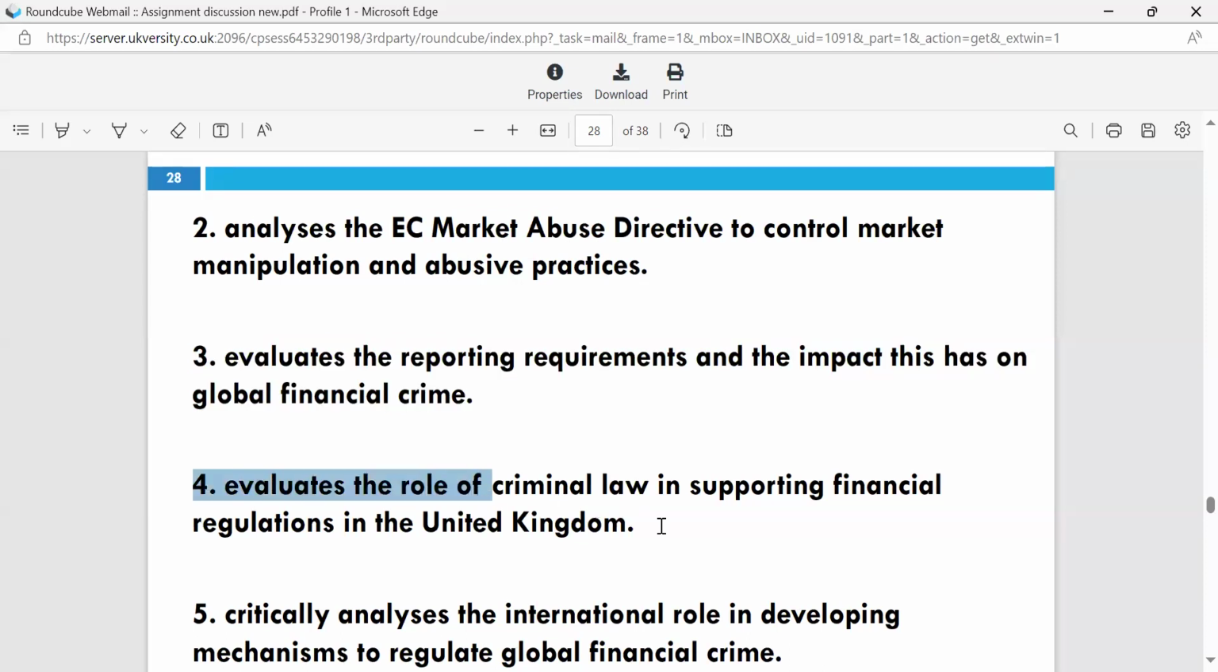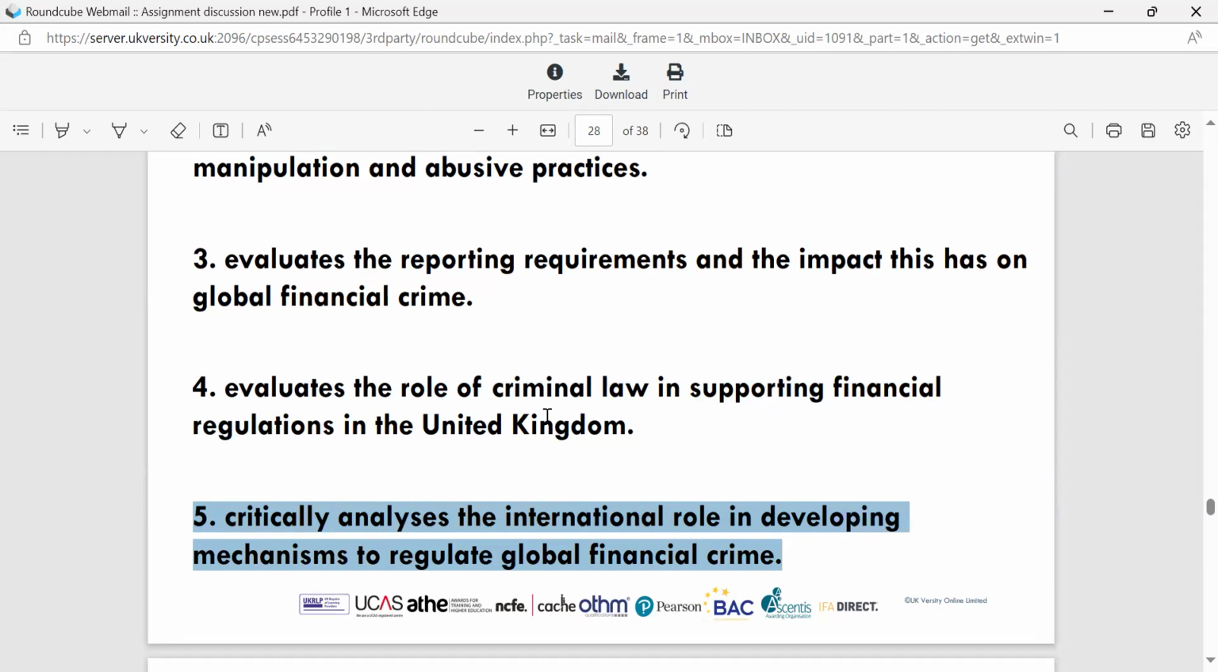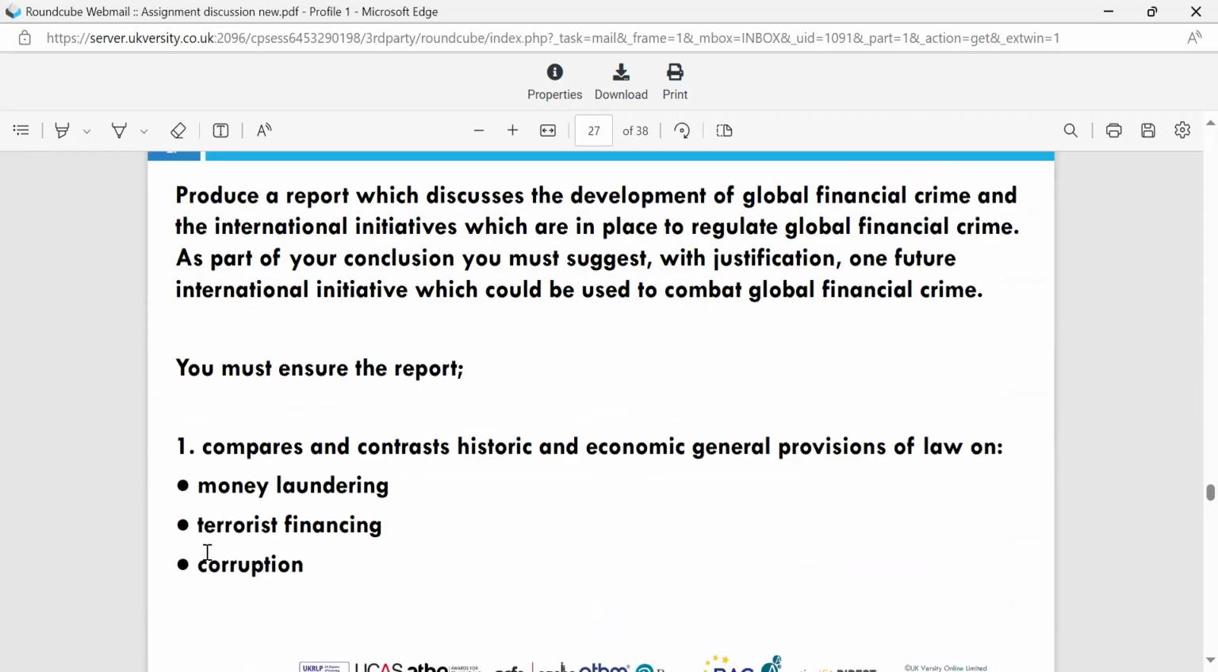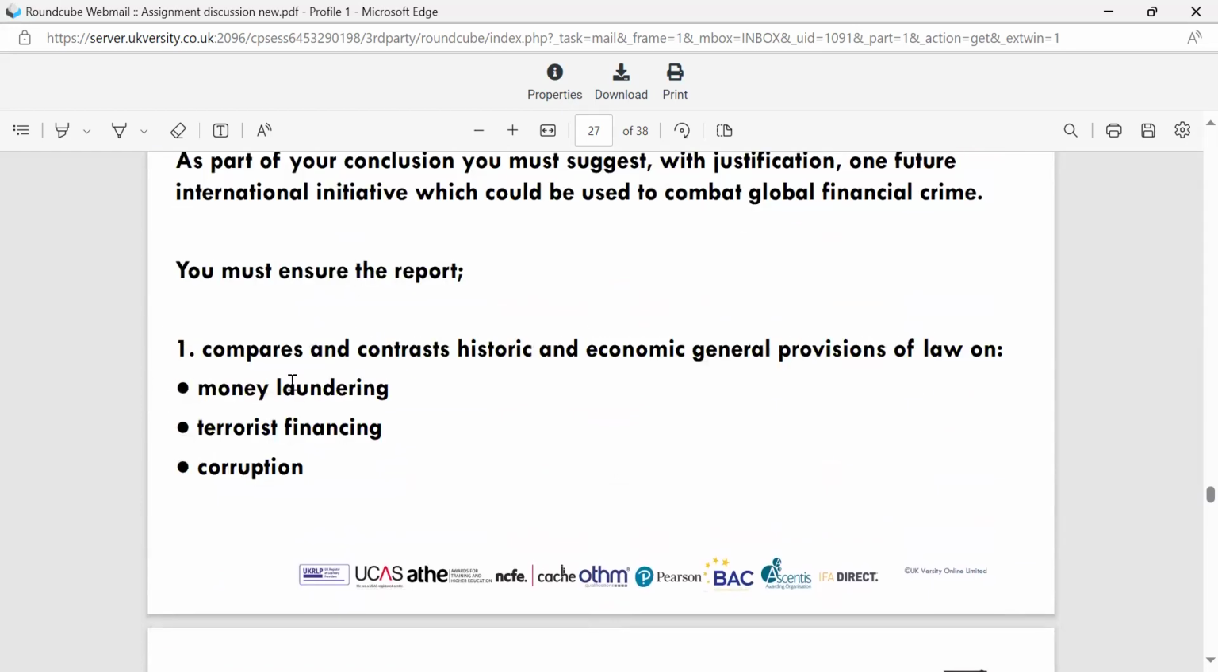Number 4, evaluate the role of criminal law in supporting financial regulations in the United Kingdom. So this is the 4th part. And then the 5th part of task 4 is to critically analyze the international role in developing mechanisms to regulate global financial crime. Now, you need to make sure that each of them you are looking at separately and you are having them as a separate heading. So that is your separate heading, and make sure you are not changing again the command words.